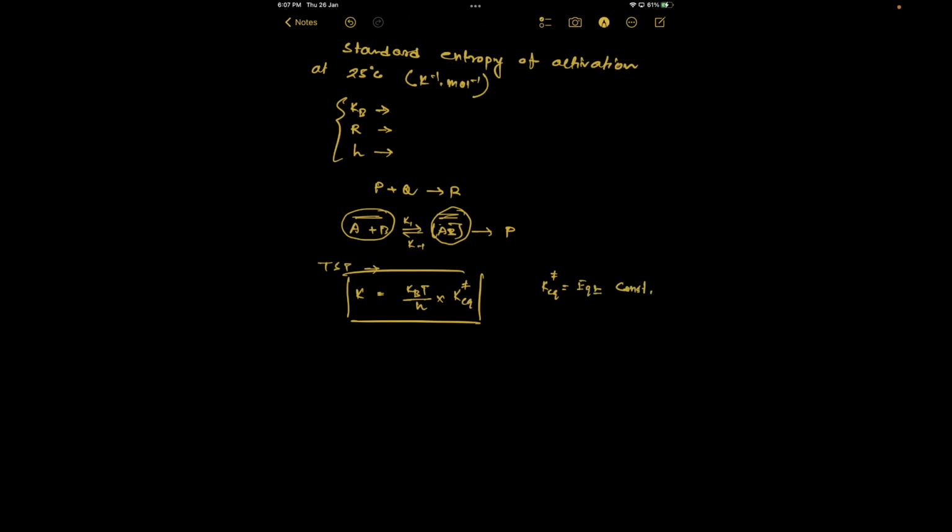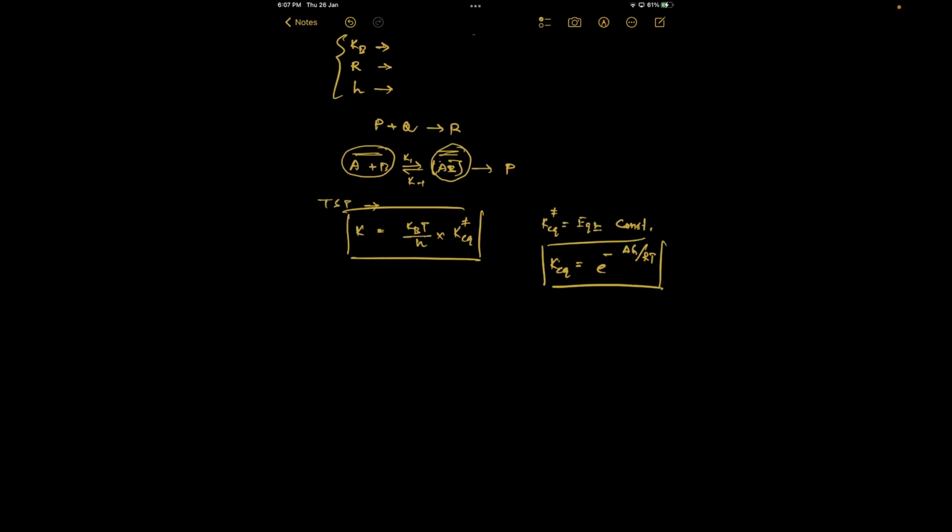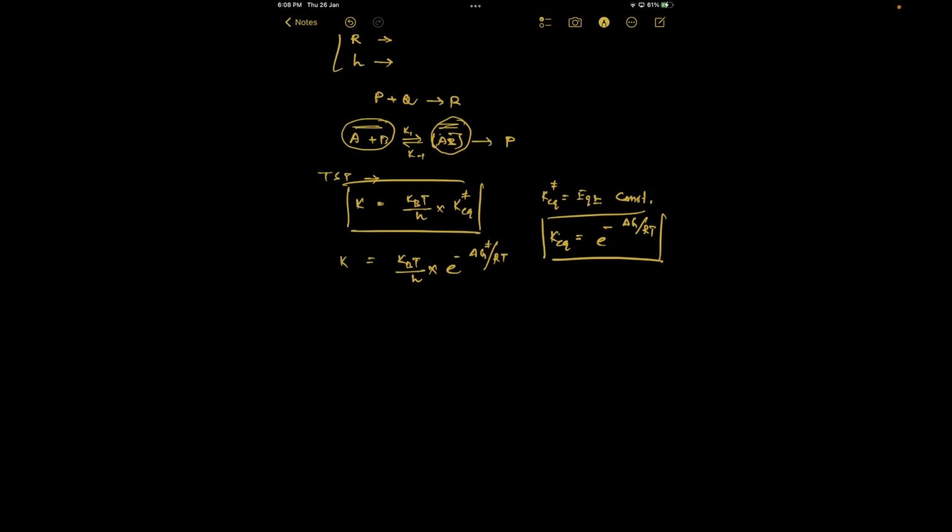We know from thermodynamics that any equilibrium constant you can write as K equilibrium equal to exponential minus Gibbs free energy delta G divided by RT, right? Here K equilibrium double dagger is also an equilibrium constant. That means we can also write this as KBT divided by H times exponential minus delta G double dagger divided by RT. This is the rate constant.